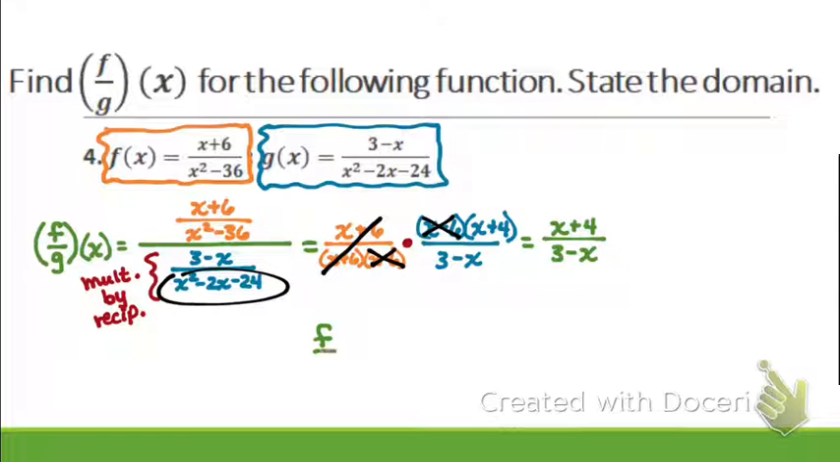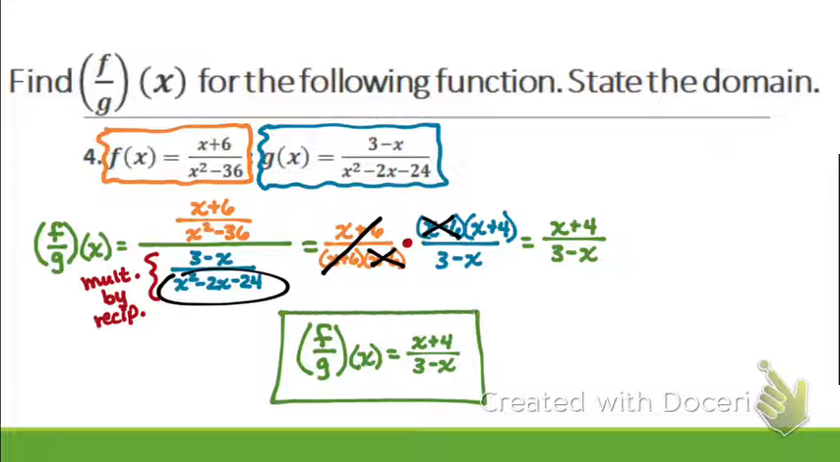All right, so f over g of x is x plus 4 over 3 minus x. So again, we end up with a rational function from doing this. And we need the domain of this guy. So there are several things that we need to pay attention to. Let's go back and talk about the domains of those two original functions.